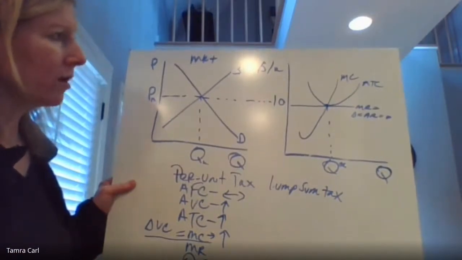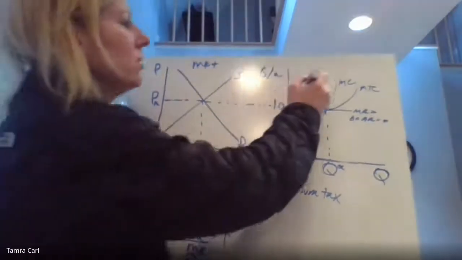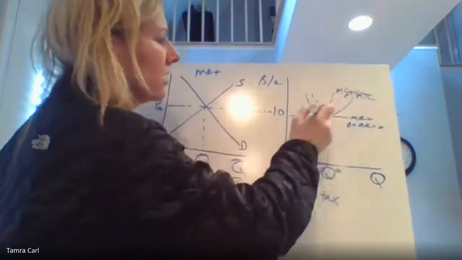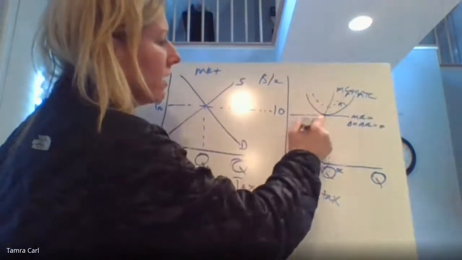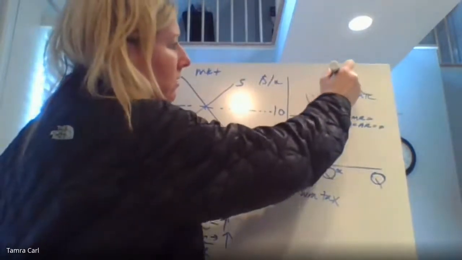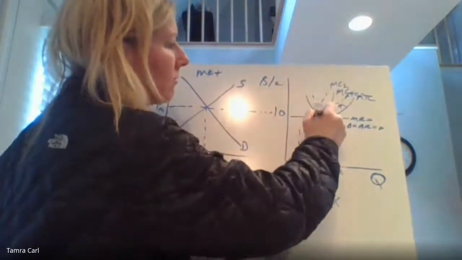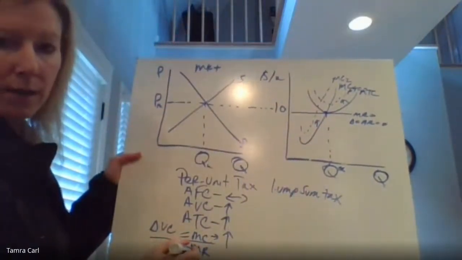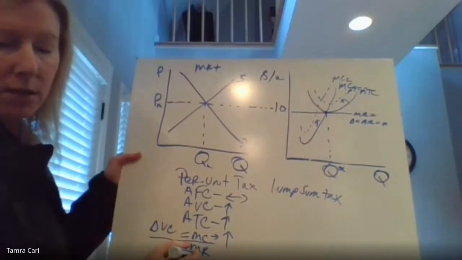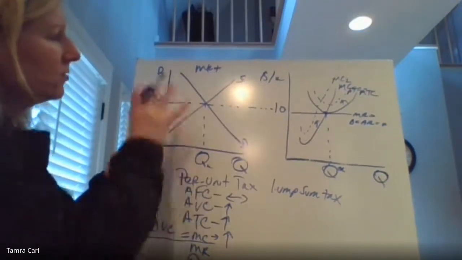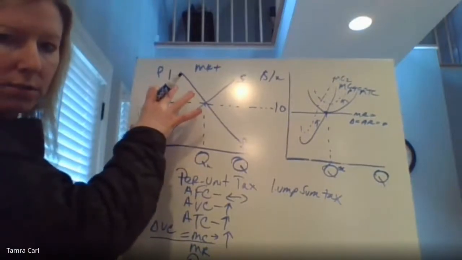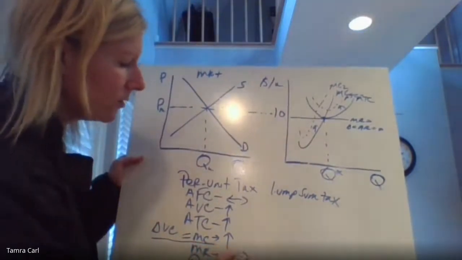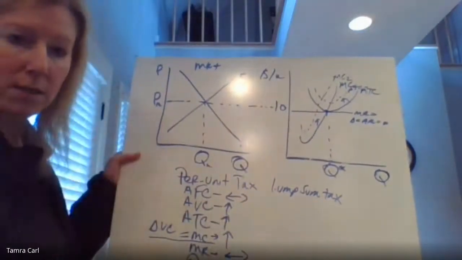So let's put those on the graph now. The only ones that I have drawn there are the ATC and the MC. So I've said here that my ATC is going to go up, and I've also said that my MC is going to go up. And so now what happens to my MR? Remember that a perfectly competitive firm is a price taker. They take the price from the industry, and there's nothing happening here in the industry to affect the equilibrium price. And so therefore, my marginal revenue is unchanged or remains the same.